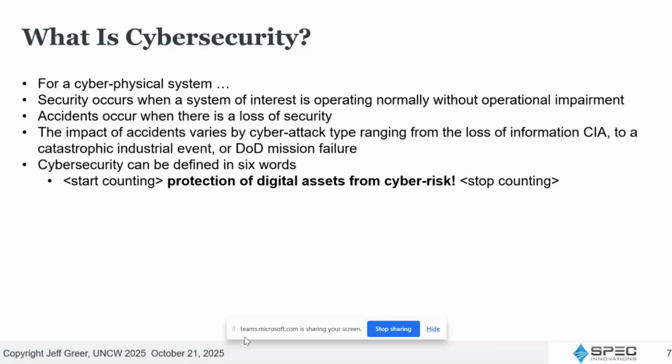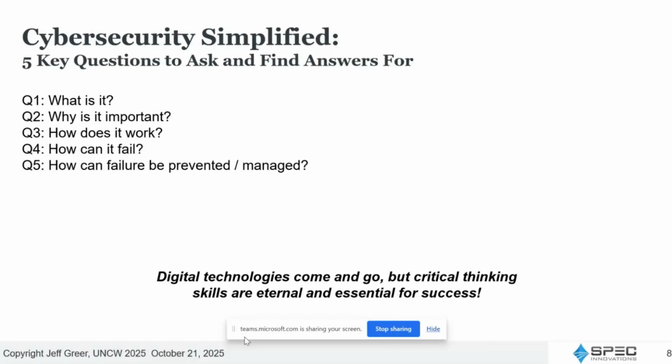Cybersecurity can be defined in 6 words. Protection of digital assets from cyber risk. It's simply the best way to look at this. So I like to take the complex and simplify it for ease of decision making and action.